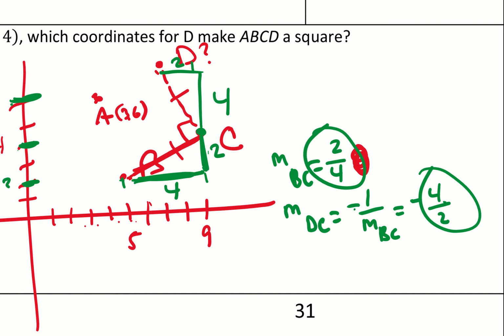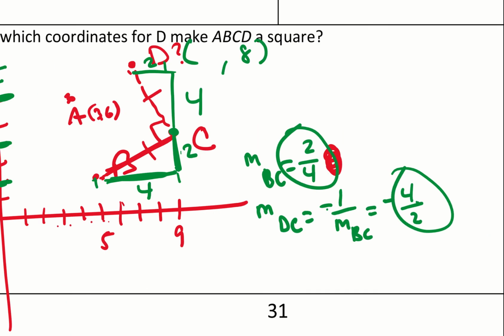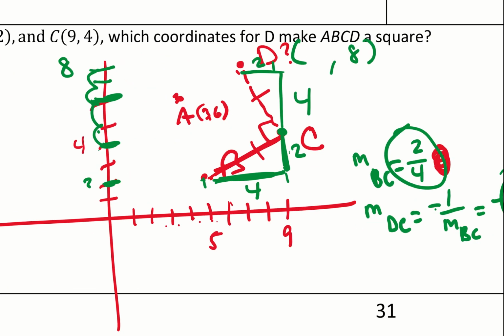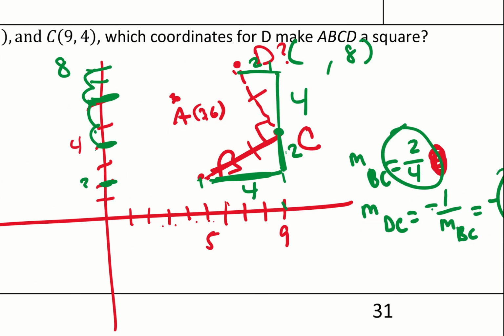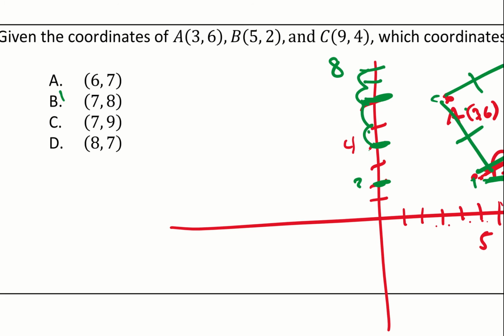And so now if I go up 4, then D is now going to be at 1, 2, 3, 4. It's going to be at 8. So the y coordinate is 8, and the x coordinate is going to go over 2 to the left. So that means the x coordinate is going to go from 9 to 7. So there you go, the x coordinate is 7. That makes it a square. So now the distances here are the same and they're perpendicular. And so now we got ourselves a nice little square. So there you go. The coordinates for D are 7, 8.